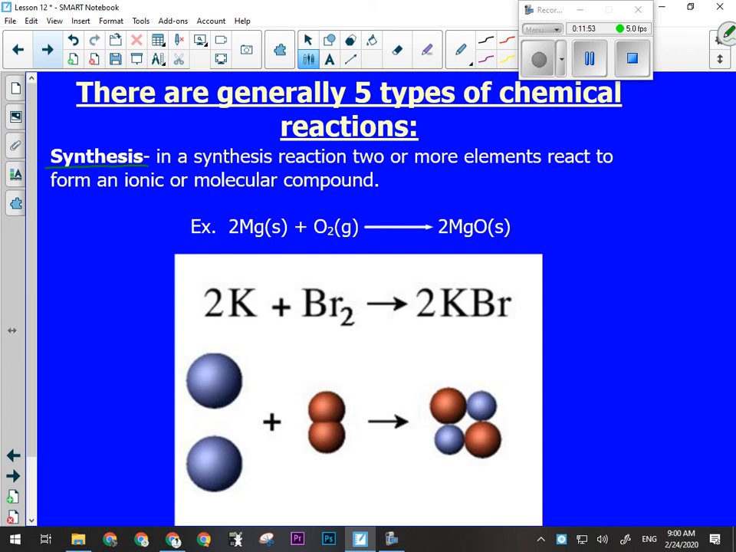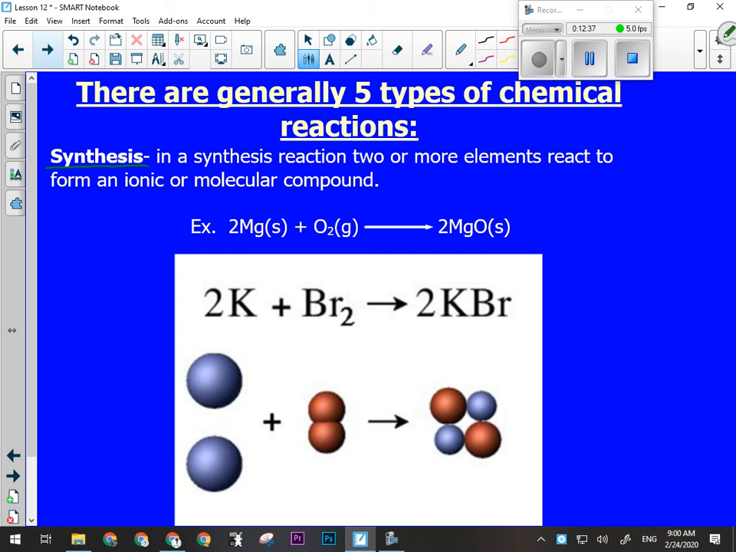So some examples here. We've got magnesium reacting with oxygen to produce magnesium oxide. Now the way this is written, you guys aren't going to have to worry about this part, but the S stands for solid, the G stands for gas. The other thing you might see occasionally would be aqueous, it just means it's a solution. Most ionic compounds are written that way. And you might also see L for liquid.